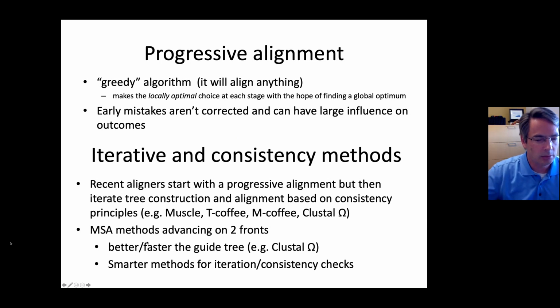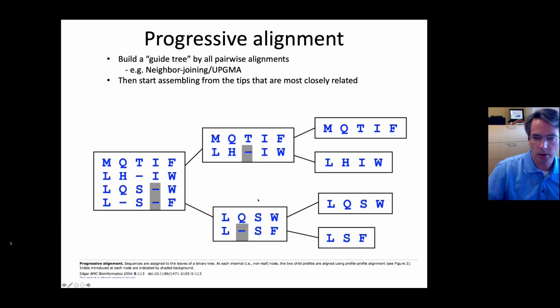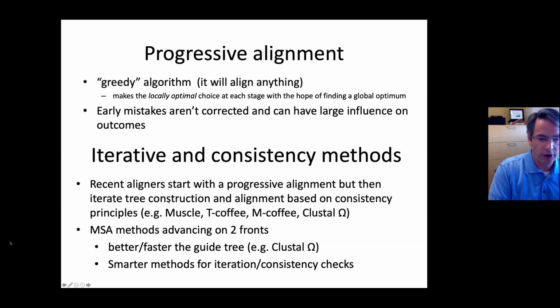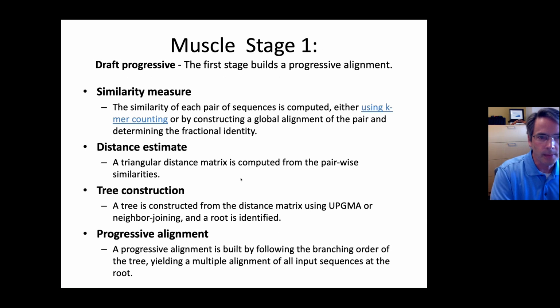And the last thing is to speed them up: make that first step of generating the tree that is going to guide your alignments faster, and then faster methods for checking which parts of the tree need to be iterated and evaluating the consistency. Now, let's make some more sense out of that by walking through what MUSCLE does as an example. So the first stage of MUSCLE is to build a progressive alignment.